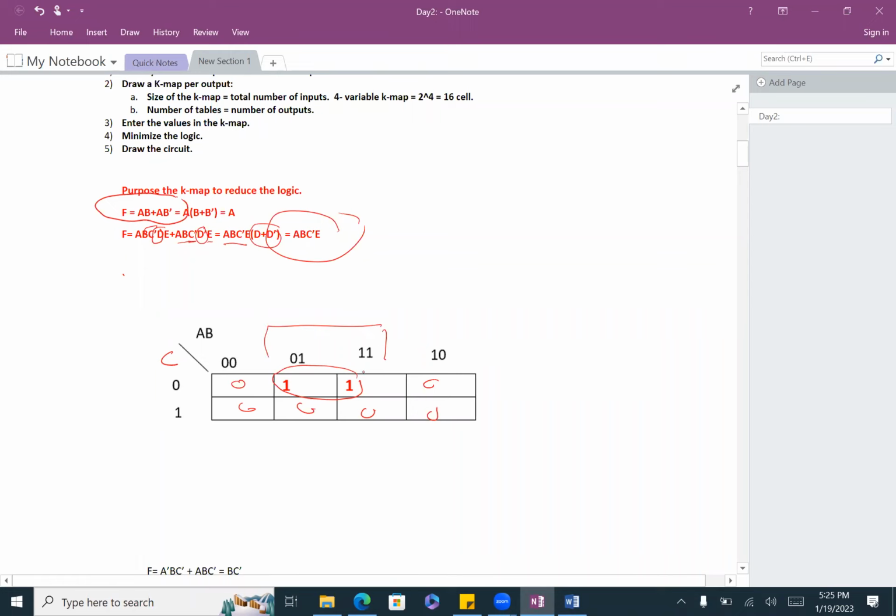In this case, I will say output equals: I will keep A since it's 1 on both sides. Then I look this way. Perfect. Now I have to look this way. Perfect. What is the common here? Because it's in the same row, it's not changing. It's always 0. So what will I have here? It's going to be C bar because it's 0.